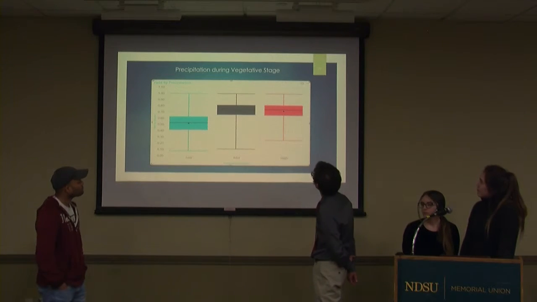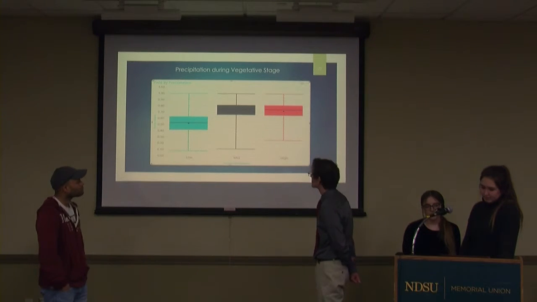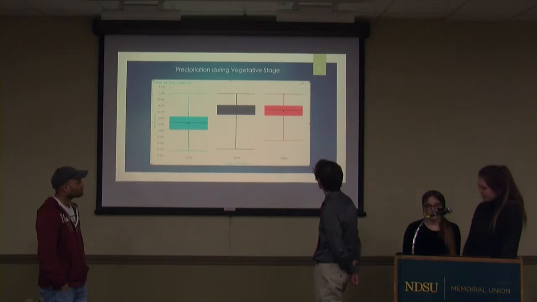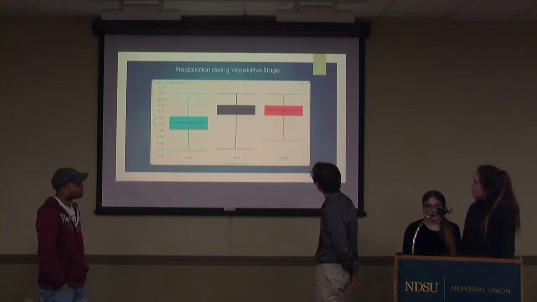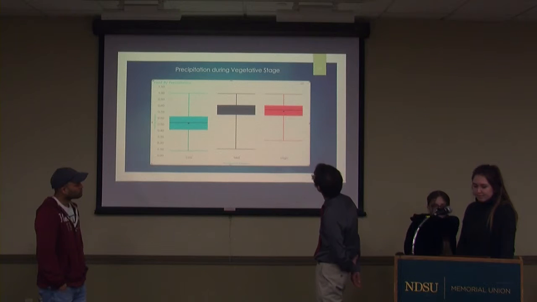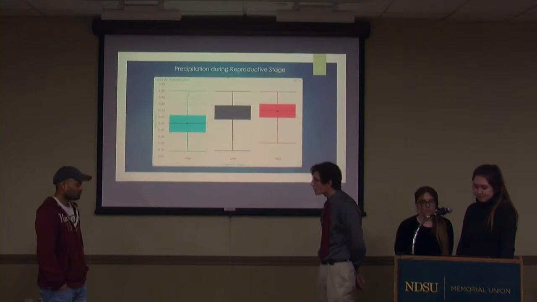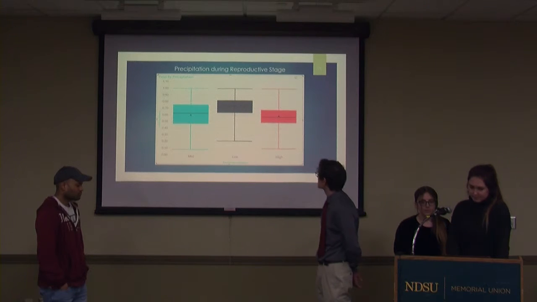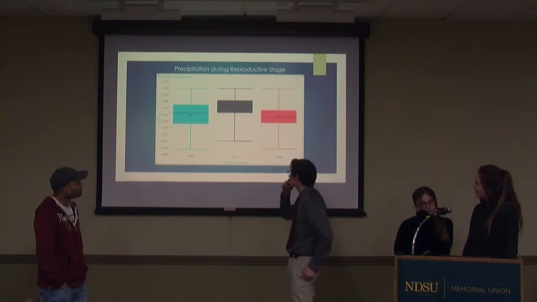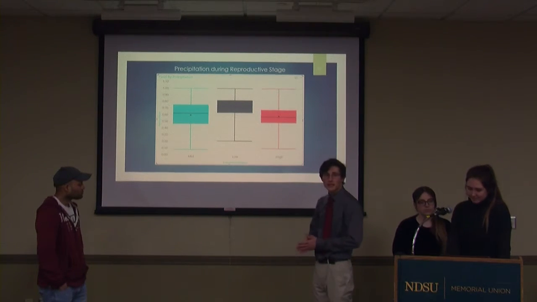Now this is precipitation during the vegetative stage. Now notice high precipitation during this portion of the plant's lifespan corresponds to generally a higher yield. But if we move on to the reproductive stage, we notice that the higher yields tend to be associated with mid-level amount of precipitation. And then if we move on to the mature stage here, clearly the low precipitation category is associated with higher yield. So that's kind of a neat conclusion.